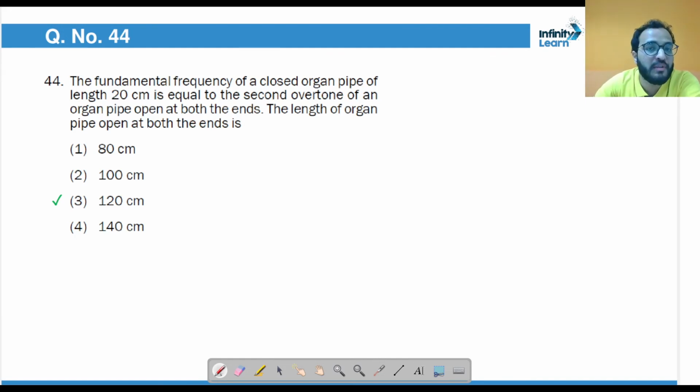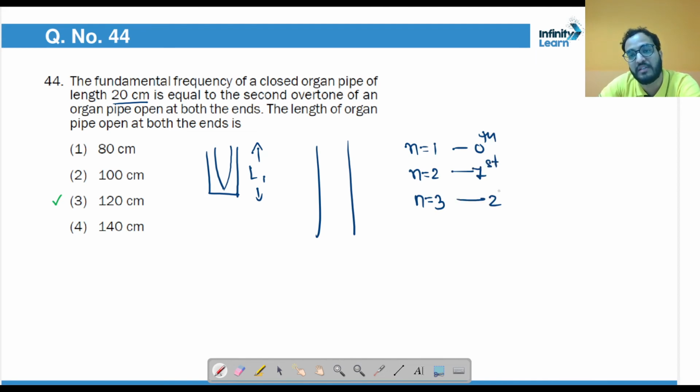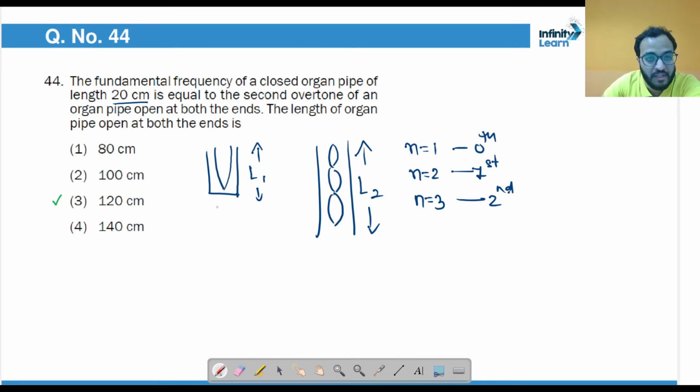44. The fundamental frequency of a closed organ pipe of length 20 centimeter is equal to the second overtone of a closed organ pipe L2. Let's say L1, the fundamental frequency is equal to the second overtone. Second overtone means n equals 1, n equals 2, n equals 3. This is zeroth overtone, this is first overtone, this is second overtone. Second overtone means like this, okay? So this is L2. So here n will be 3. So you will say that frequencies are same.